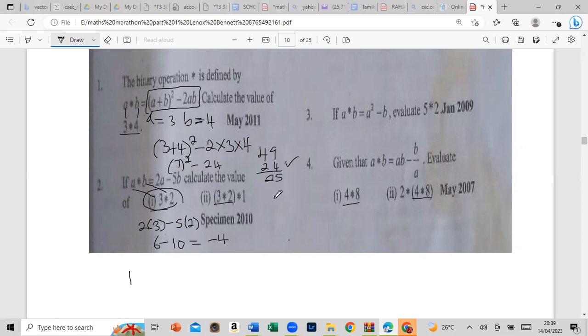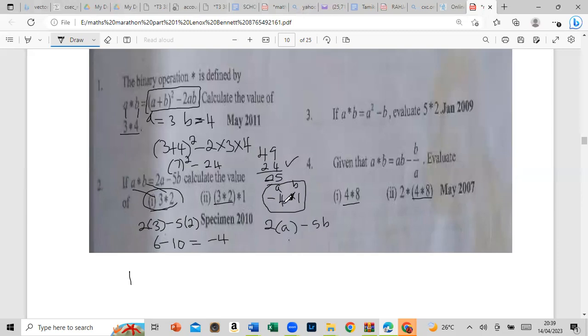So you're going to have negative 4 * 1. So this is our new A, that's how I like to call it, and this is our B. So you just substitute this back into the original formula, which is 2A minus 5B. So let's do that. It's going to be 2A, write it first, minus 5B.